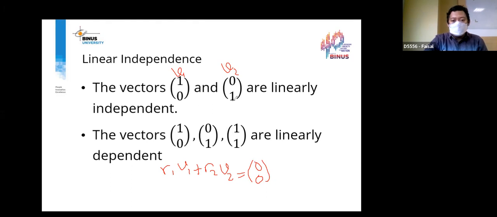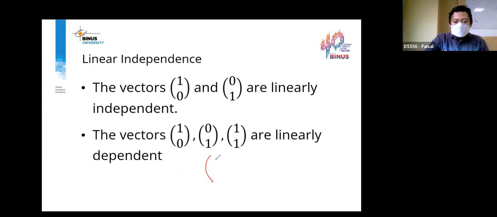So if we want to know whether these two vectors are linearly independent, we must construct these equations, and then we must find the solution for R1 and R2. Sorry, this is 1 0 plus 0 1, and R1 R2 equal to 0 0.